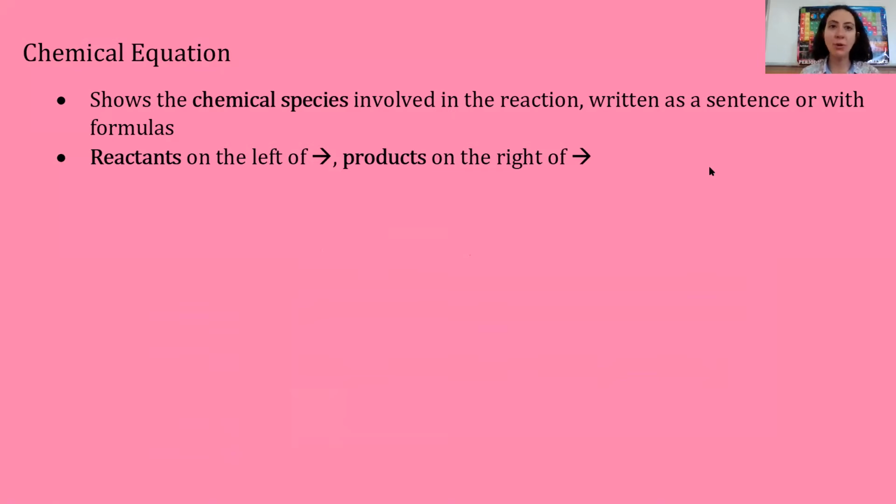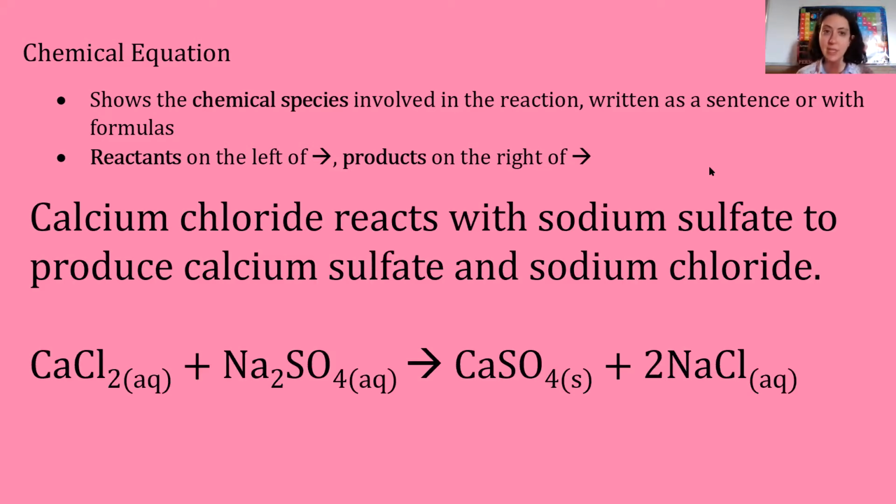And we show these in a chemical equation. So a chemical equation shows all of the chemical species involved in the reaction. It tells us what we start with and what we end with. And it's usually written as in formulas like an equation, but it can also be written as a sentence. So I'm going to give you an example.